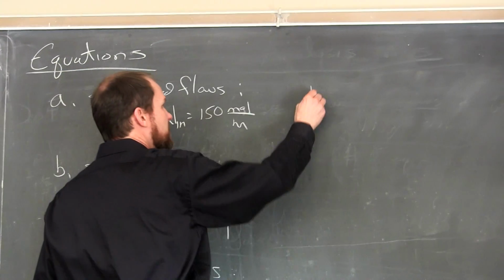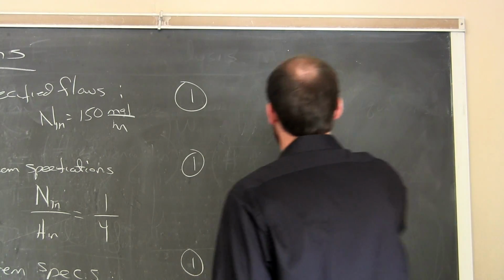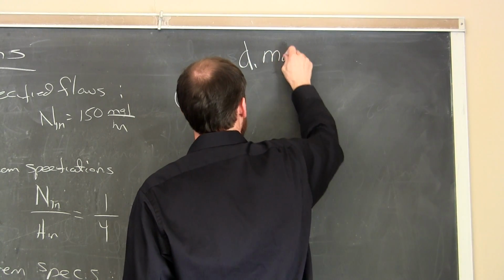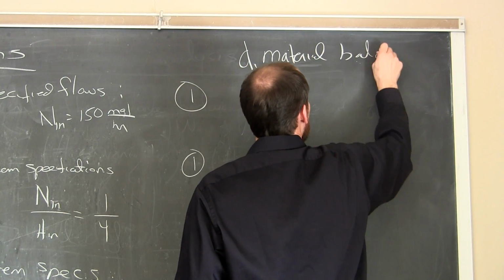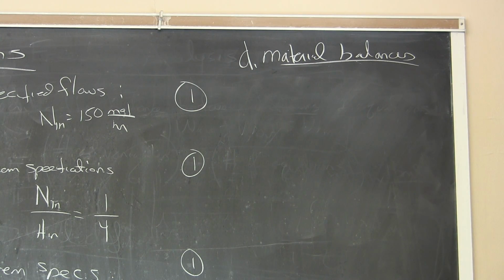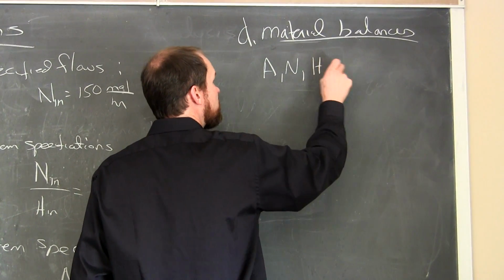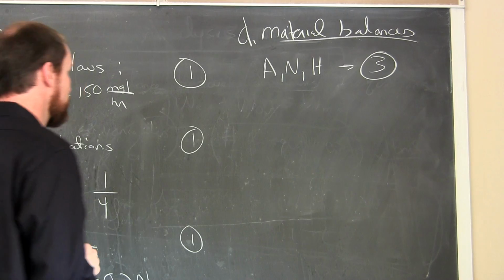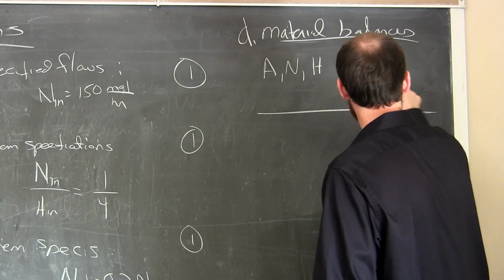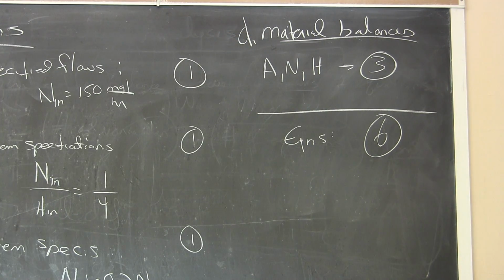Okay, let's see. So far I've got 1 specified flow, 1 stream specification, 1 system specification. That's D is material balances. How many material balances? Because if there are N components in the system, there are N material balance equations. How many components? 3. So we've got ammonia, nitrogen, and hydrogen. That gives me 3 material balances. I add these up. 1, 2, 3, 4, 5, 6 equations. 6 variables.